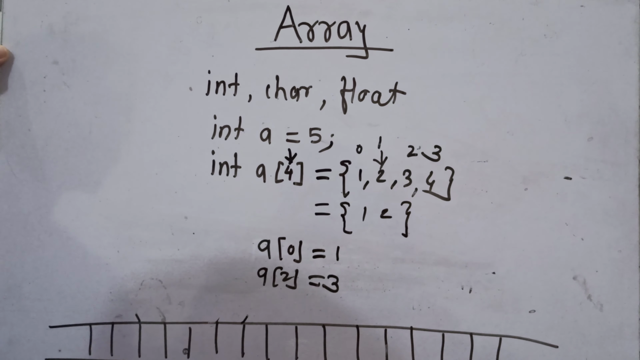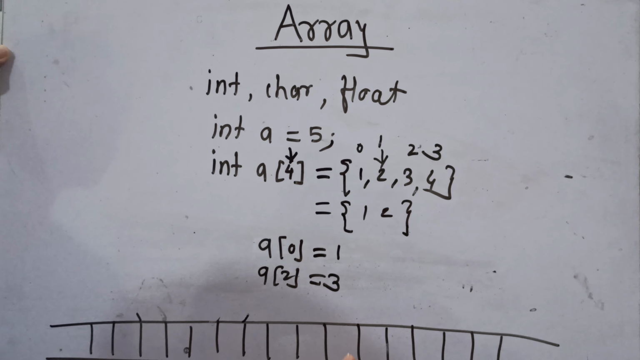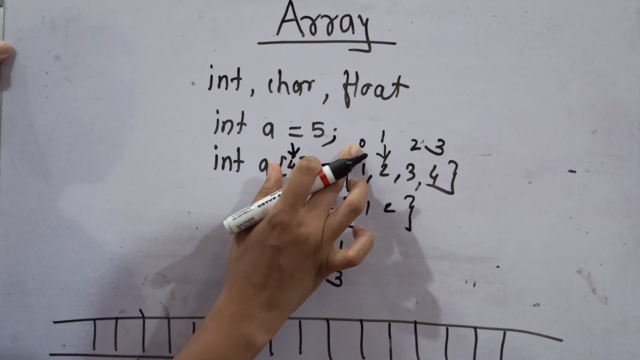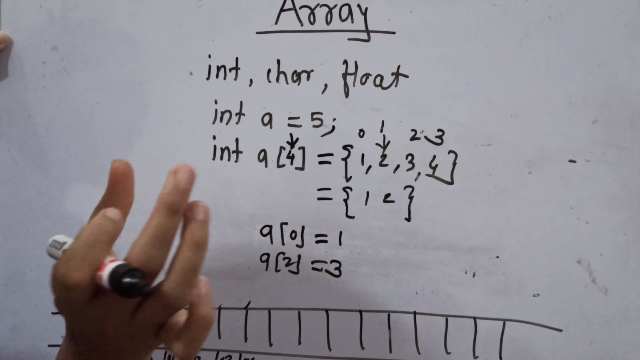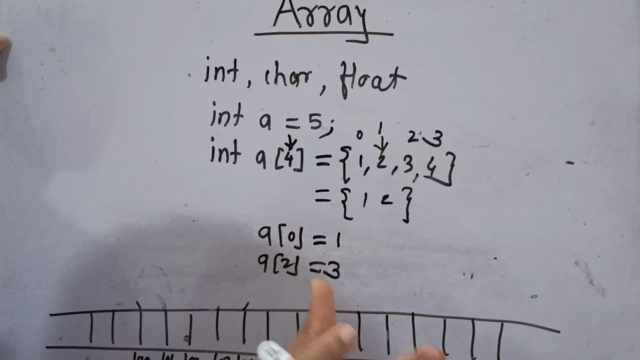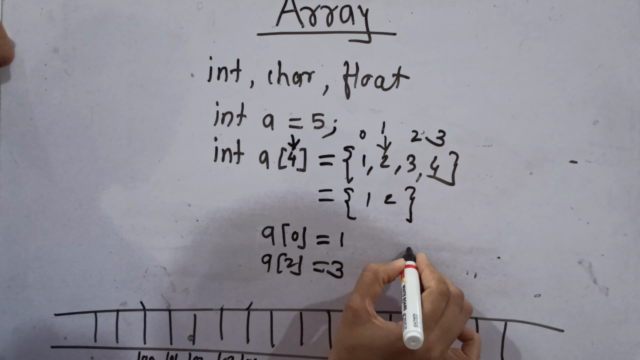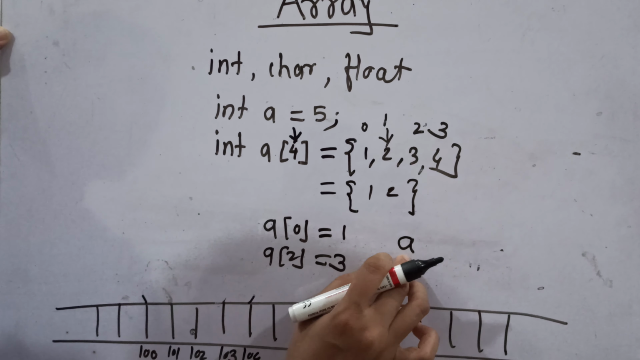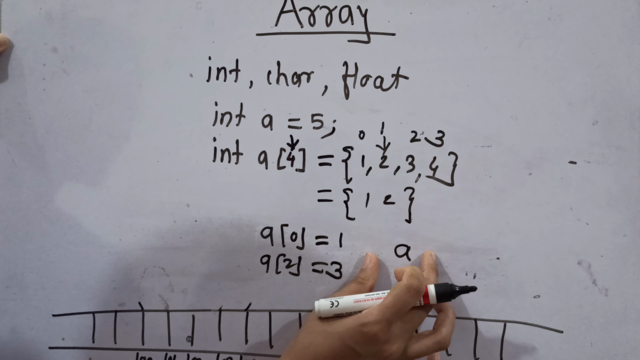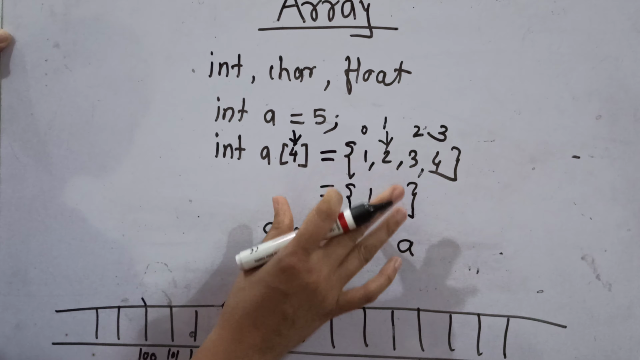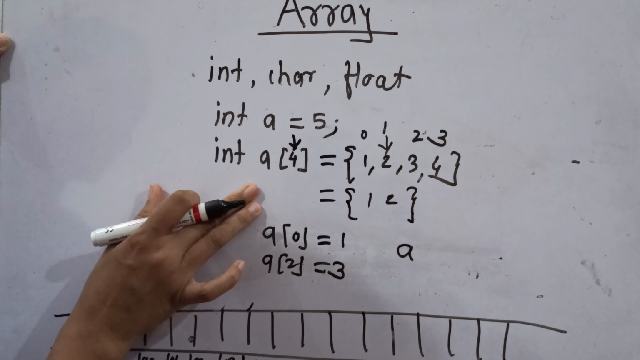Sometimes we can start the array from the first location also, but normally we start the array from the 0th location. And one more thing, the array name also indicates the base address of the array. Whenever I say a, it is going to give us the base address of the array. So these are some basic concepts related to the array.